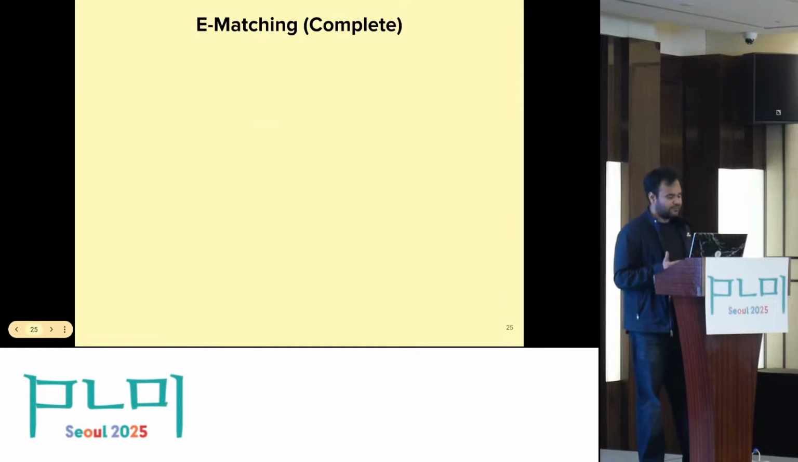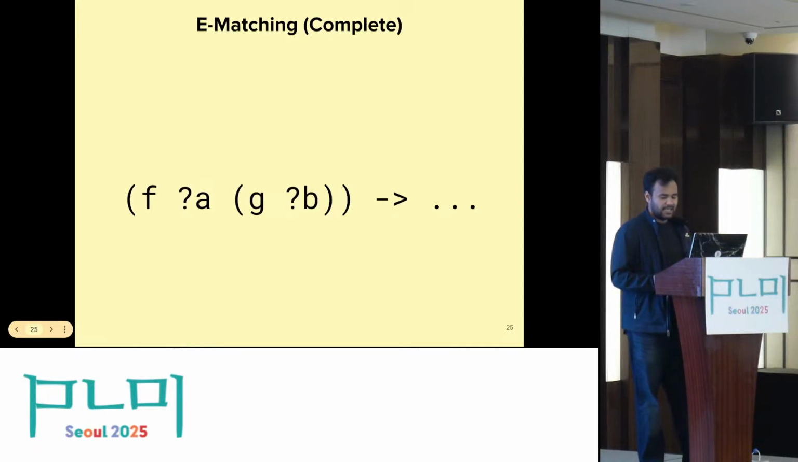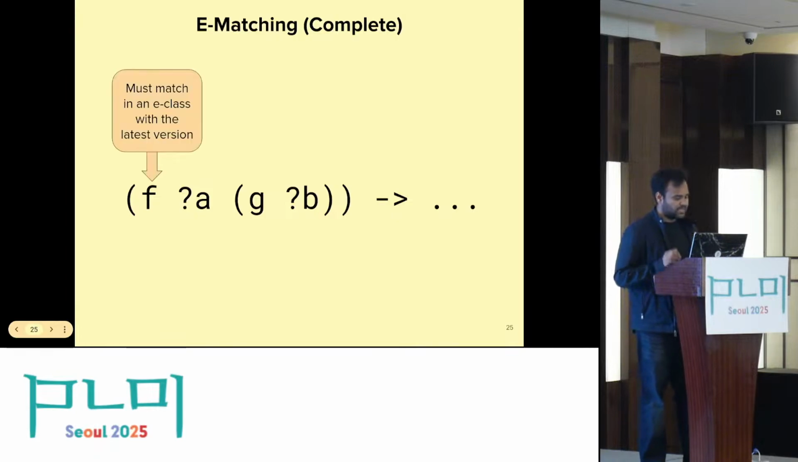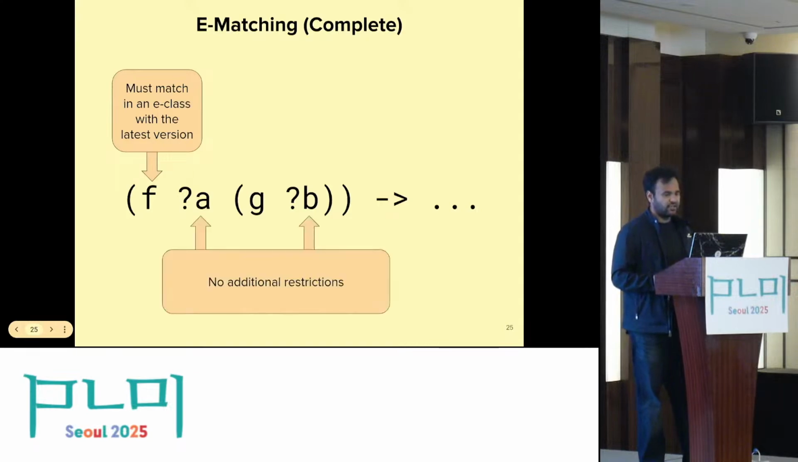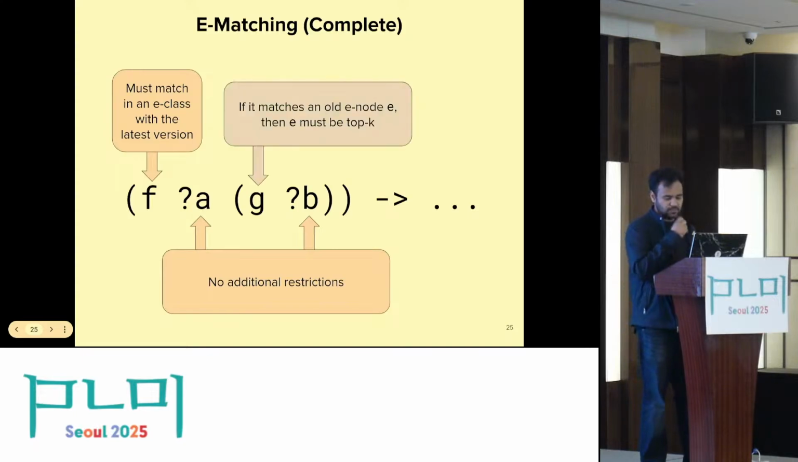With that, I can state for you now exactly how E-matching works in incremental EqSat. If you have a rewrite rule with a left-hand side like this, as before, the top symbol must match to an E-class with the latest version. And as before, there are no additional restrictions on inner pattern variables, but we impose a restriction on any inner symbols. If they match an old E-node e, then e must be in the top-K set for its E-class. This restriction lets us focus our budget on terms that are likely to lead to a better final solution.